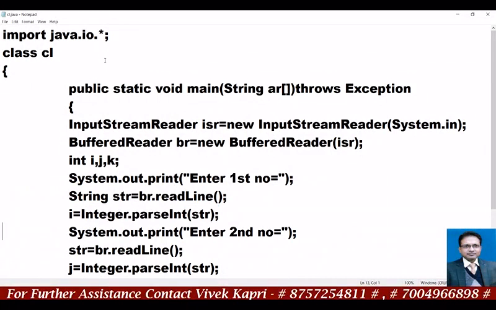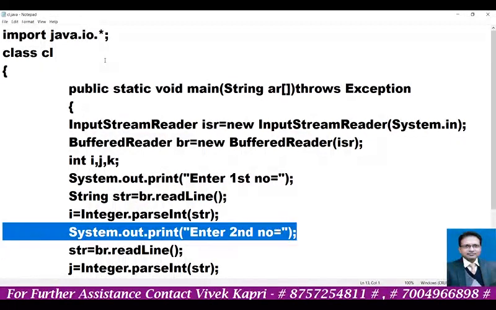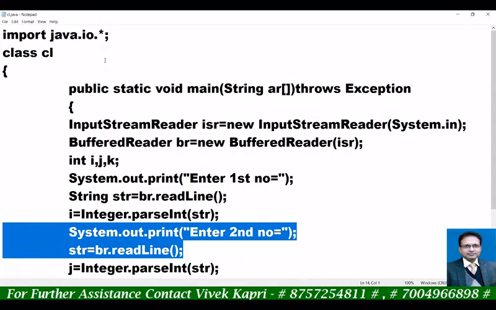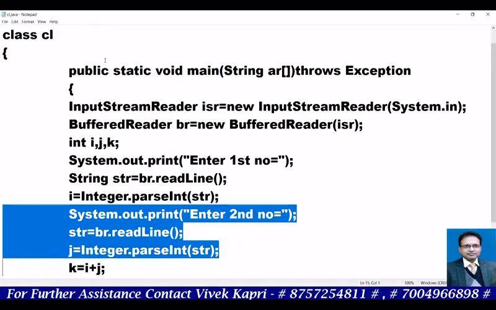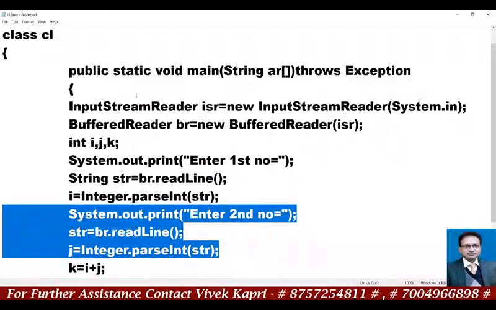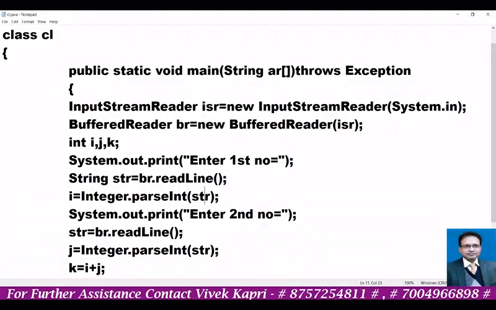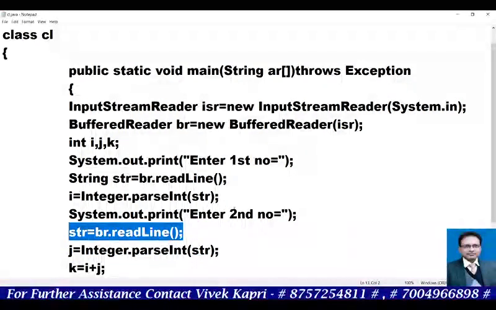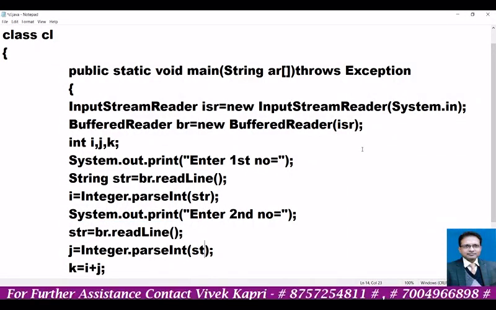Now in the second line, enter the second number, again take input in a string, and further convert the string into an integer. Now here I am going to use one more concept. Just look here, str equal to br.readLine. It means that instead of str we can directly use br.readLine. There will be no effect on the program. Remove this syntax.